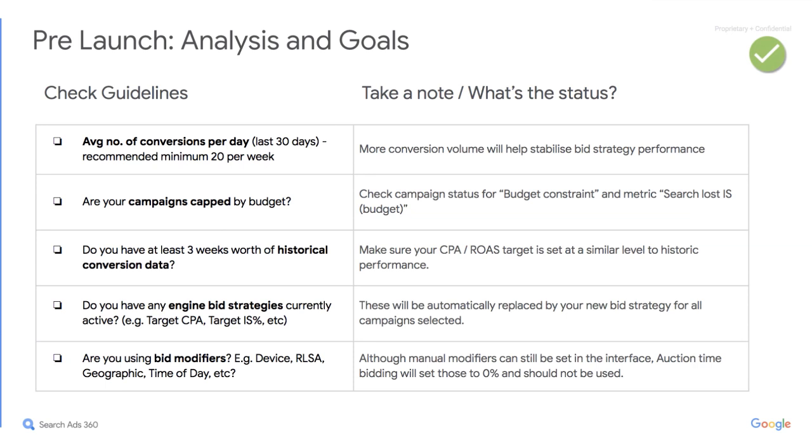Last one, if you are using any bid modifiers, these are going to be set to 0, and the answer is because auction time bidding is not looking at base bids or bid modifiers. It's going to set up the bid based on all the signals that it gets in the moment of the auction.